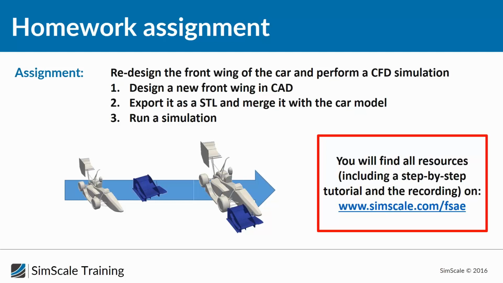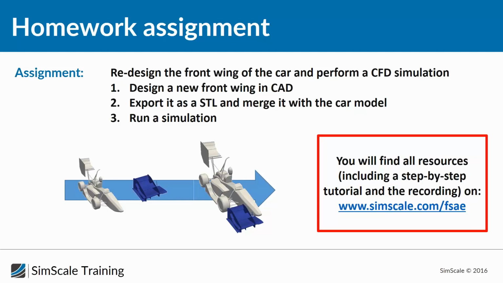Once you have designed your CAD model of the front wing, you have to export it as single STLs and merge it with the existing car. We will provide you with a car model which has no front wing, and then you have to merge it. The final part is to run the simulation according to the instructions of session 2. But don't worry, we will publish this homework assignment during the next days, and we will also extend the deadline since it's Christmas.